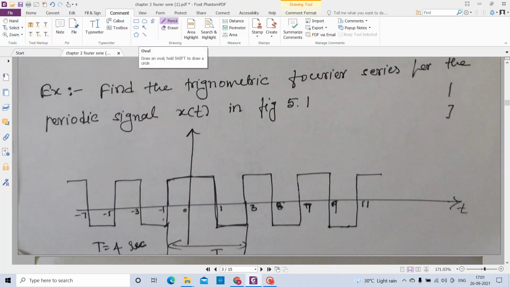Hello students, we will discuss one problem related to trigonometric Fourier series. This problem is very important. Maybe you will get this question in your exam.